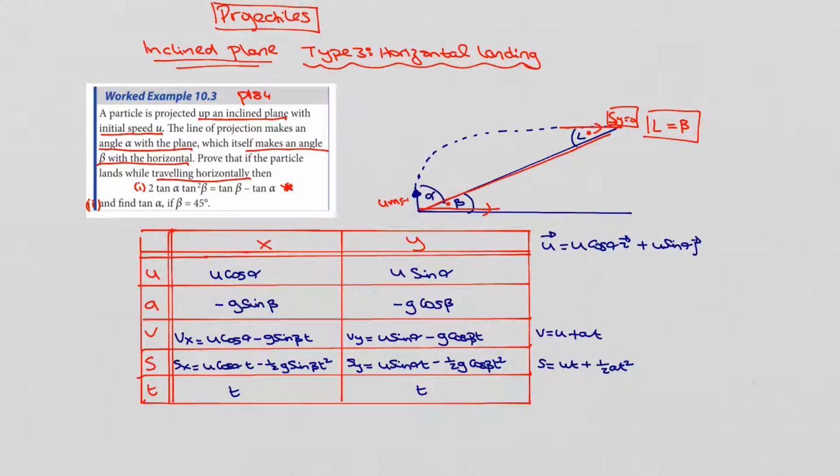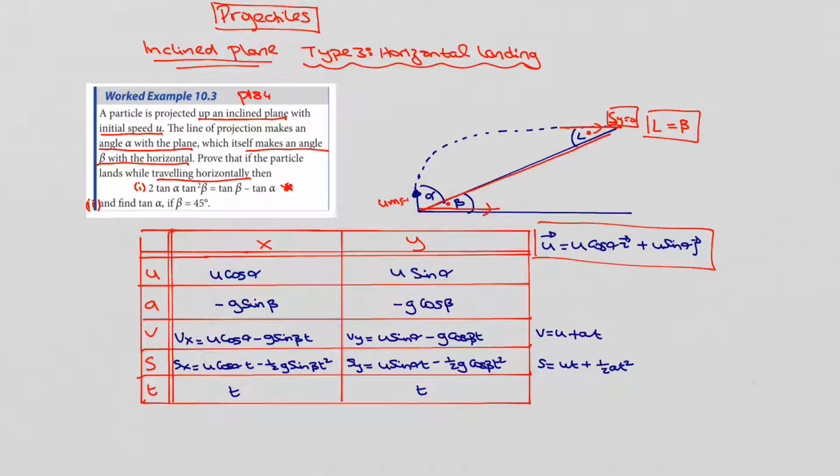So if we've completed the table, we know that our u is equal to u cos alpha i and u sin alpha j. So filling out our table, we have u cos alpha in the x direction, u sin alpha in the y direction. And we saw in the last example, example 1, that when we resolve our gravity going up an inclined plane, we end up with minus g sin beta in the x direction and minus g cos beta in the y direction. So it's always handy to spot that it's cos alpha, sin beta, sin alpha, cos beta. And they're both minus when we're going up the inclined plane for gravity.